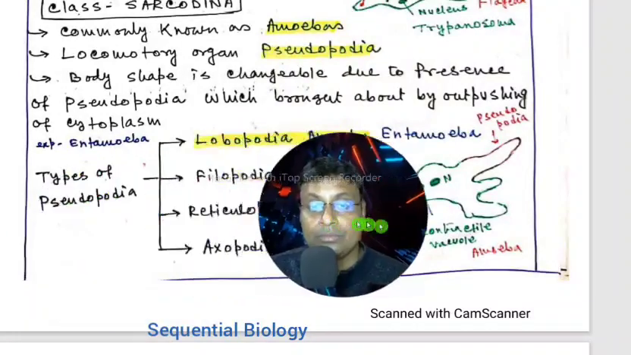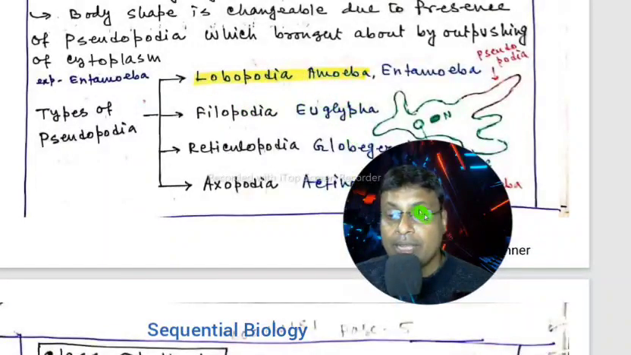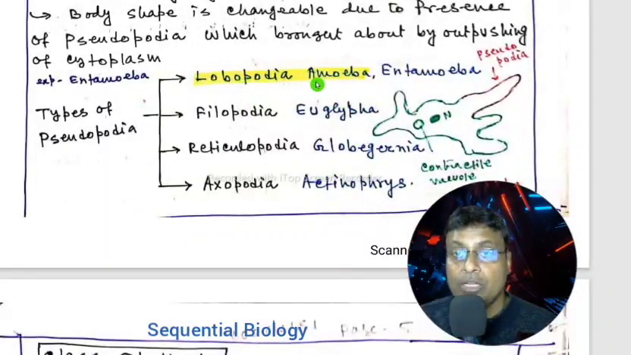And again, on the basis of pseudopodia, these are divisible into different categories or types. Lobopodia means amoeba and Entamoeba, which are representatives of this Lobopodia group. The Filopodia is Euglypha, the Reticulopodia is Globigerina, and the Axopodia is Actinophrys. These are different types of Sarcodina.